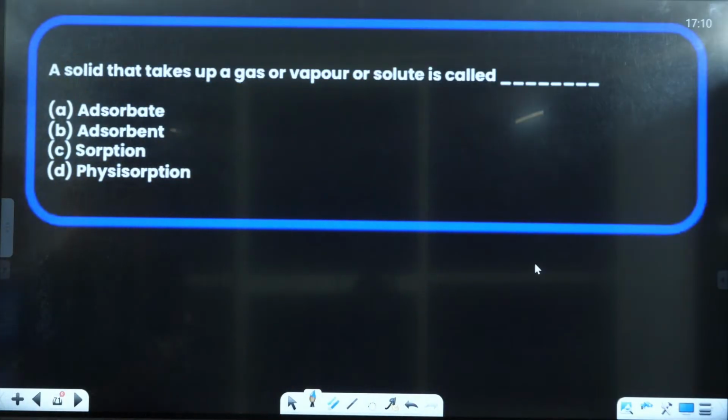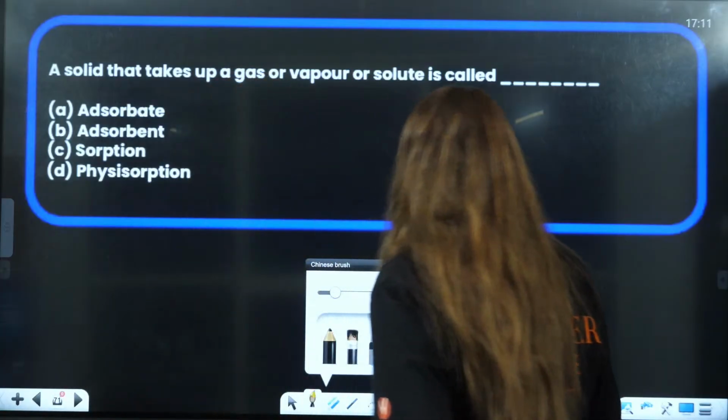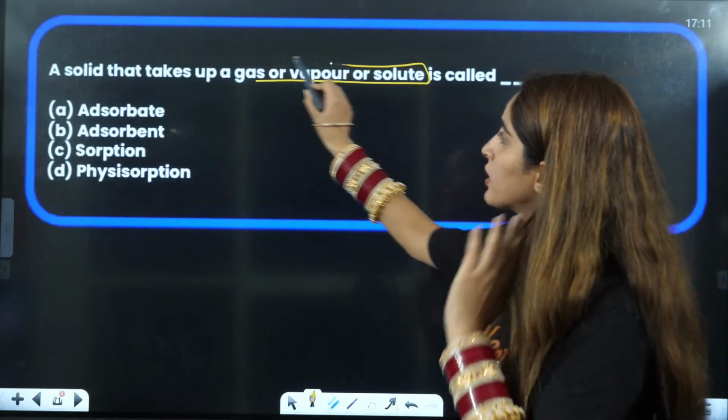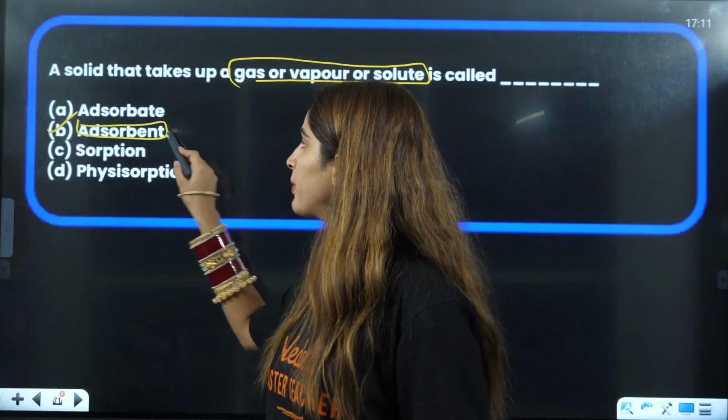So Shweta, very good. Try to answer the questions. Okay, so now the answer is going to be: the solid that takes up gas, vapor or solute, right? That is going to be absorbent.